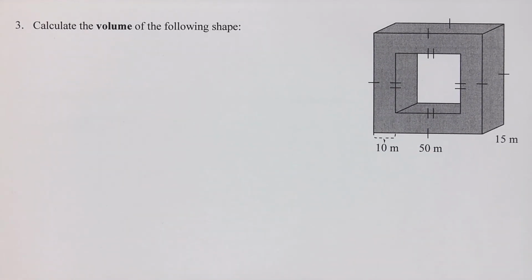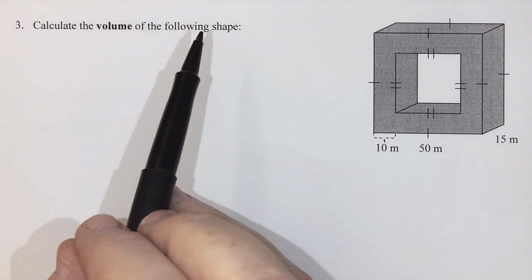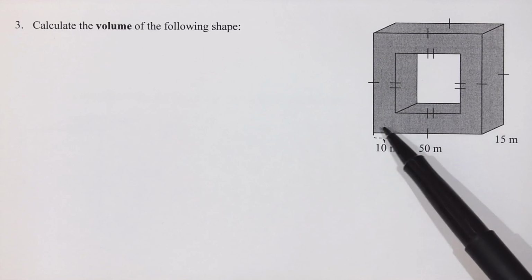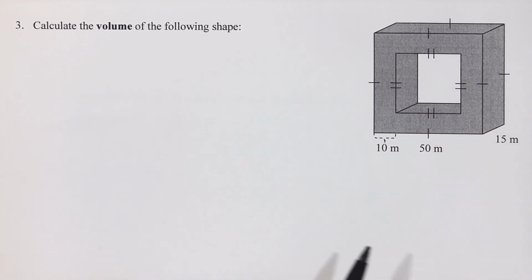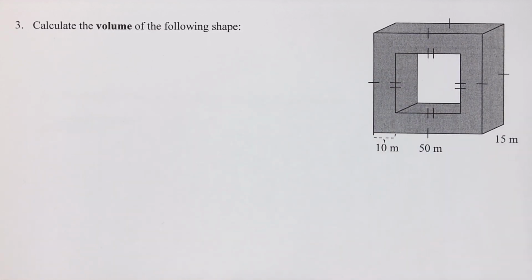This is question number 3 from our lesson on measurement practice. So this question says, calculate the volume of the following shape. And then what I see is an unusual shape, right, that seems to have a hole in the middle. There's lots of tick marks which show that we have sides that are equal to others, and we're going to try to see if we can figure out how to do the volume here.